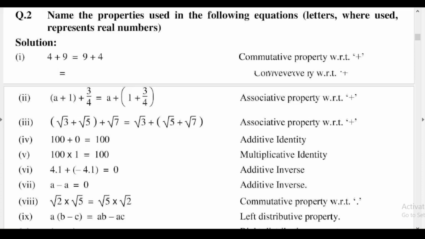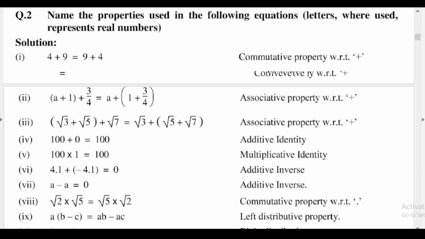In this lecture, I will solve exercise number 1.1, question number 2. Name the properties used in the following equations. Letters used represent real numbers. So that is part number 1, 4 plus 9 is equal to 9 plus 4. Commutative property with respect to addition.